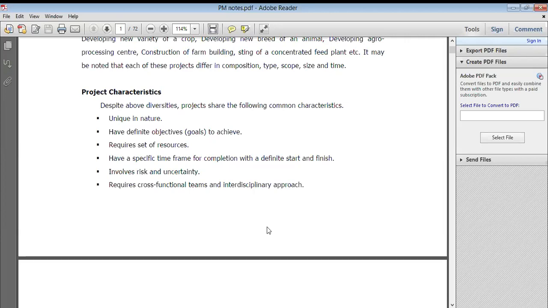Now, involves risks and uncertainty. Obviously, if you start any kind of project, you need to take risks, you need to take initiative to complete it, and you need to face some uncertainties of that particular project. Got it? And it requires cross-functional teams and an interdisciplinary approach. That means some legal things are there, and you need to take approval. You need to face some problems to take approvals, right? Without approval, you don't start. So, cross-functional teams.